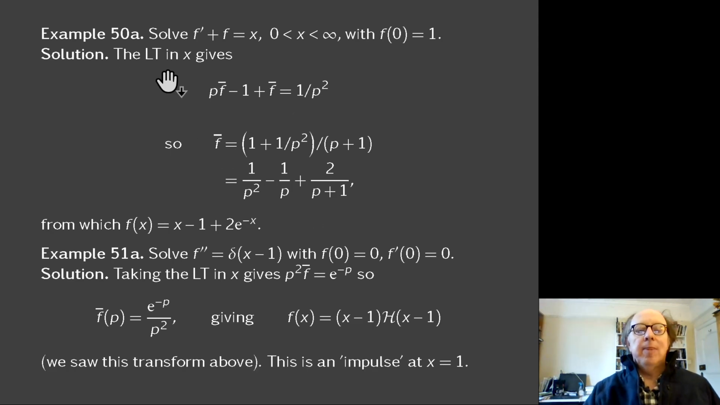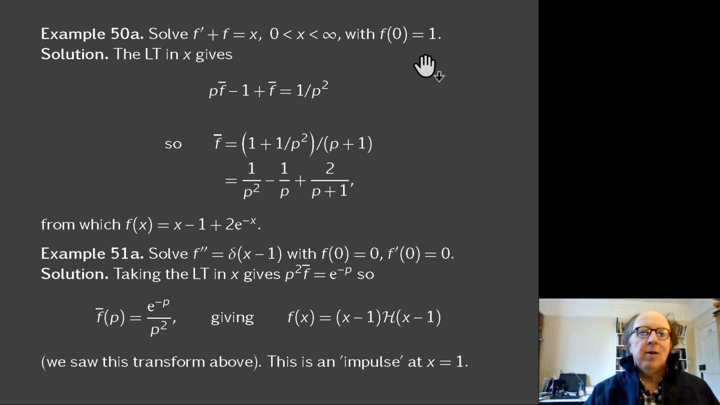Another example. Again, a trivial example. I've chosen very simple examples for these lectures, but you can find a more complicated version of this example. It's example 50 in the lecture notes and so on. This is 50a. Solve f prime plus f equals x with f of 0 equals 1. Well, you know how to do this.